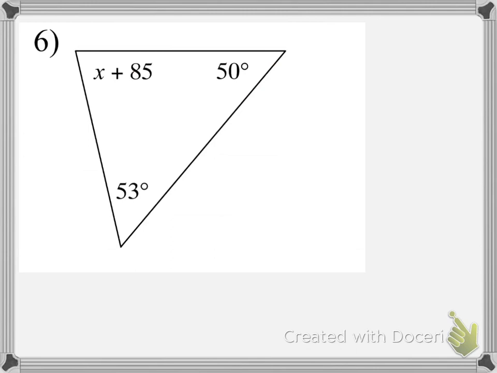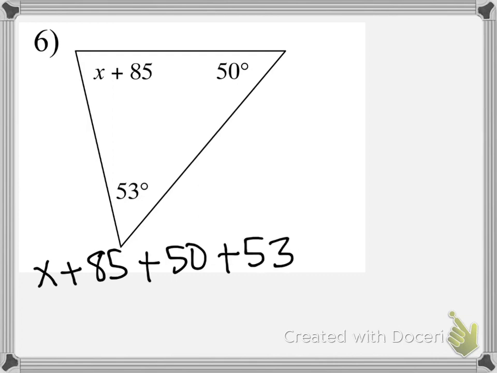Okay, number 6. Once again, it's asking us to solve for x, so it's going to be the same setup. We're going to add all of our angles, so we have x plus 85 plus 50 plus 53 is going to equal the 180. Going to combine our like terms, which here are going to be all the constants. And so when we add all those up together, we're going to get 186.